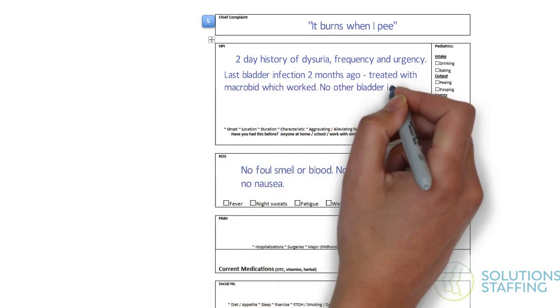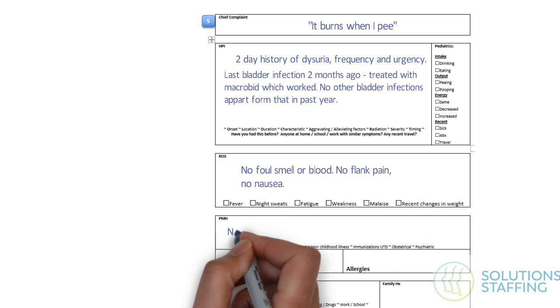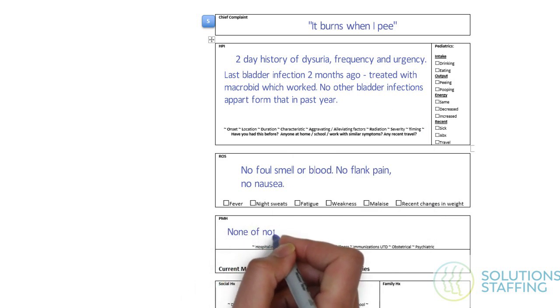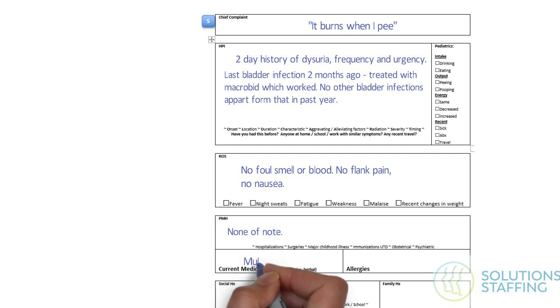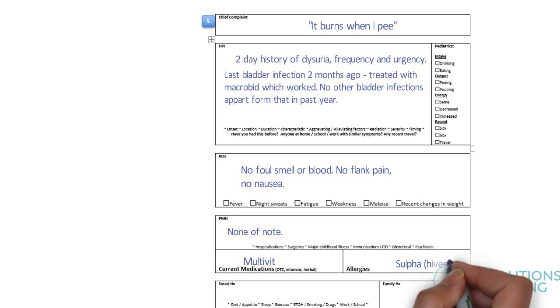Her last one was 2 months ago, and it was treated with Macrobid. She states this cleared it up. No other UTIs in the past year apart from that one. She states no past medical history. She takes a multivitamin, but no other meds. She has an allergy to sulfa, which gives her hives, and she is not sexually active.